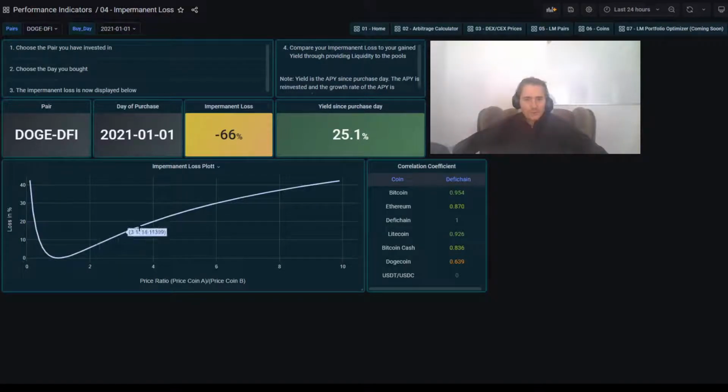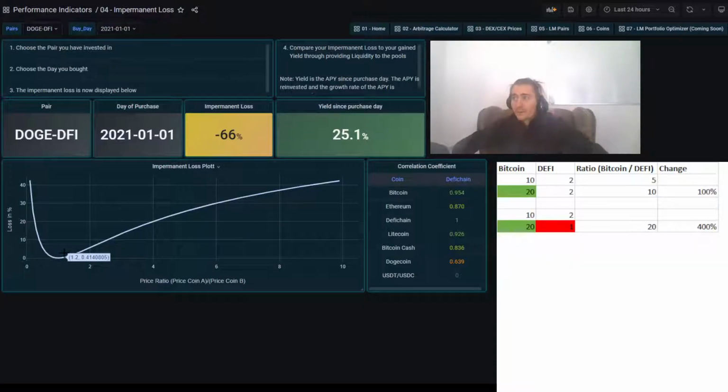Let's have a look at this graph. This graph should give you a general idea about how impermanent loss occurs over time. But I think it's a bit difficult to understand, so I like to give you an example. So we have here Bitcoin and DeFi. I made up some numbers. Bitcoin starts with a price of 10 and DeFi with a price of 2. So the ratio between them is 5. Okay, so when everything is at the start, we start with 5.